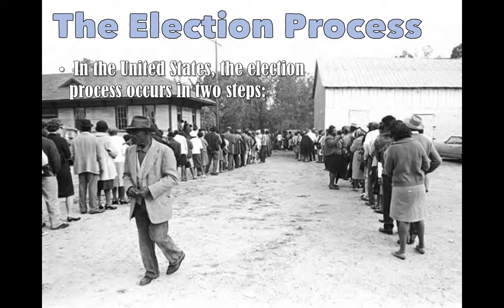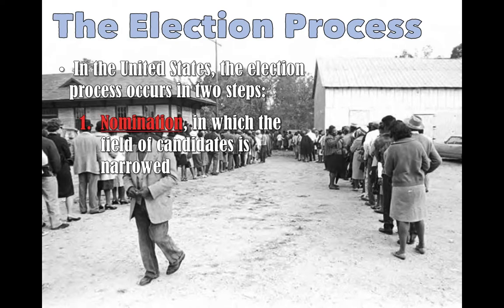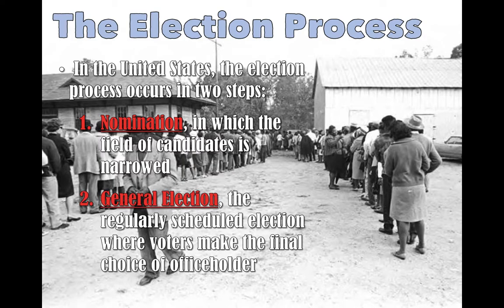The election process. In the United States, the election process occurs in two steps. The first one is the nomination, in which the field of candidates is narrowed down. So, essentially, come the 2020 presidential election in November, your choices are going to be either President Donald Trump or most likely Joe Biden, who is essentially the last man standing for the Democratic Party. And then the other step is the general election. This is the regularly scheduled election where voters make the final choice of office holder. So somebody gets nominated for a political party, and then in the general election, this is where people cast their votes on who they want to win the election.